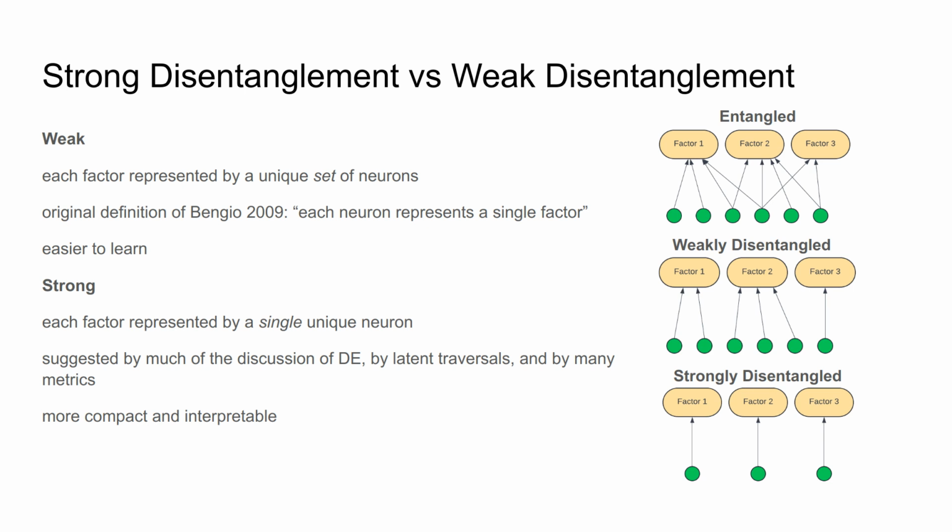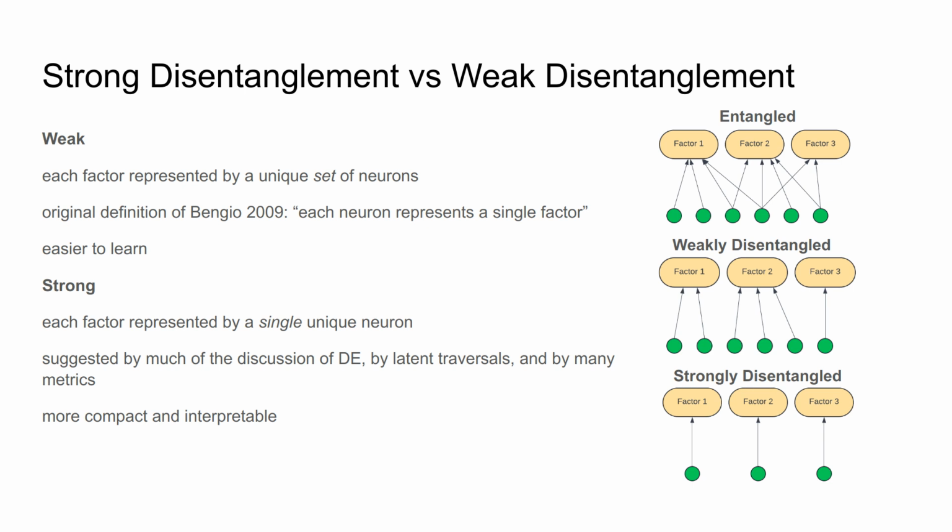Strong disentanglement and weak disentanglement. Well, there's a bit of a confusion in the literature, it seems, between two different things that disentanglement could mean. If you look at the original definition from Bengio 2009, it's just that each neuron represents a single factor, and it seems to allow that a factor can be represented by multiple neurons, as long as that set is distinct for each factor.